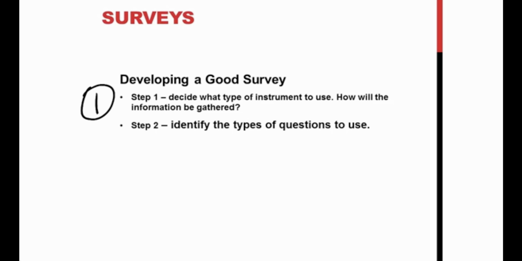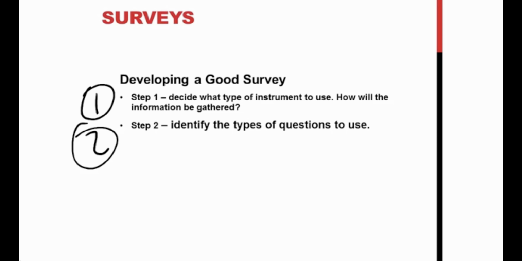Because when you're looking at how you're gathering information, you're also going to dictate the type of instrument that you're creating along the way. Let's say we want to try and do an internet survey to figure out what sort of political views students at Mount St. Mary's have. Now that we've identified we're going to do this online, this is going to be a type of descriptive survey. Now we need to identify the types of questions to use. That is our second step.